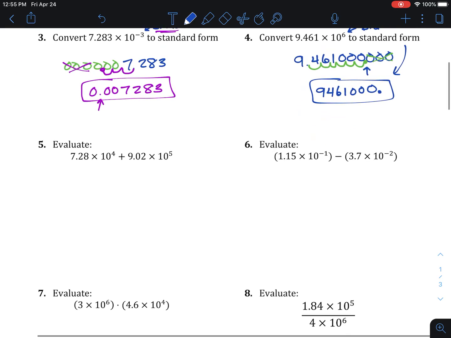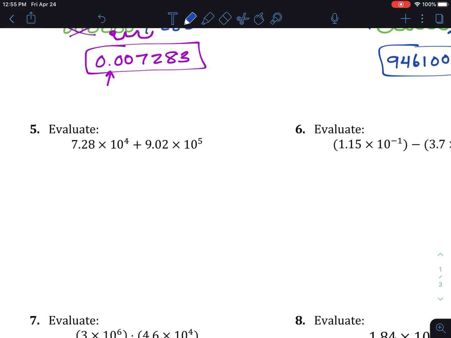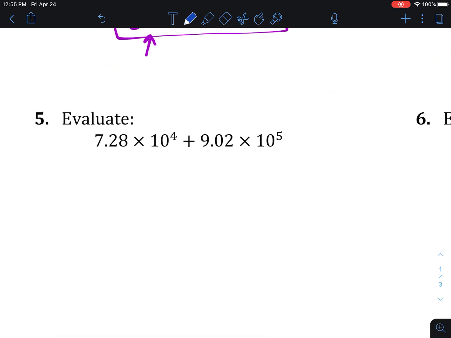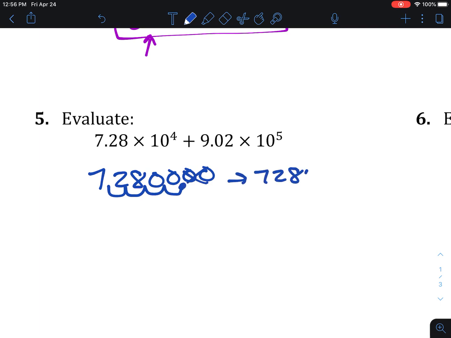Now we're going to do some adding and some subtracting. What we've got in the next one, we're going to do some adding. First we're going to convert these into standard form, and then we're going to add them. So 7.28 times 10 to the fourth will make it big. So 1, 2, 3, 4. So that would be 72800.